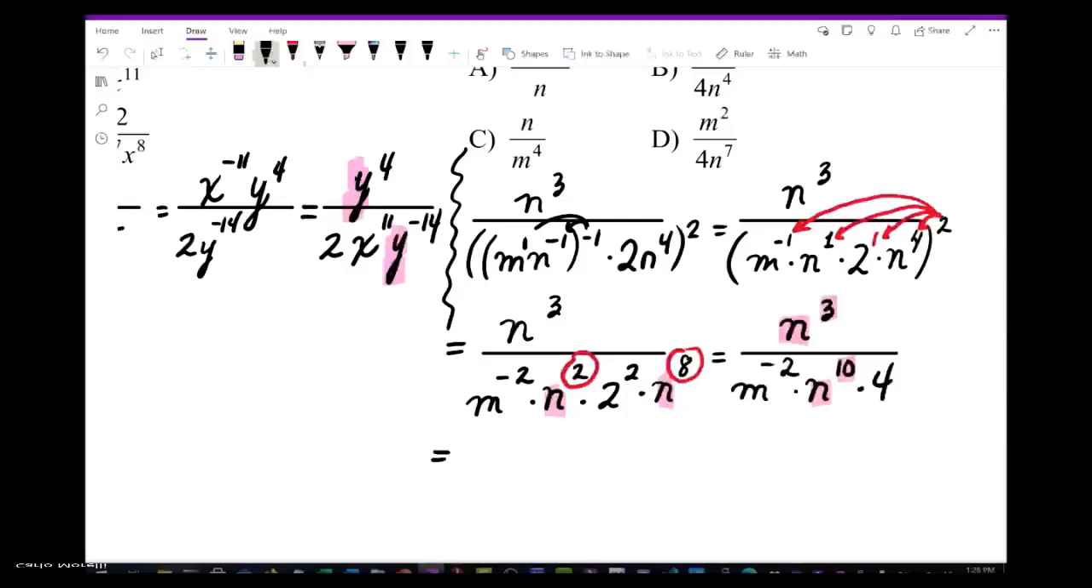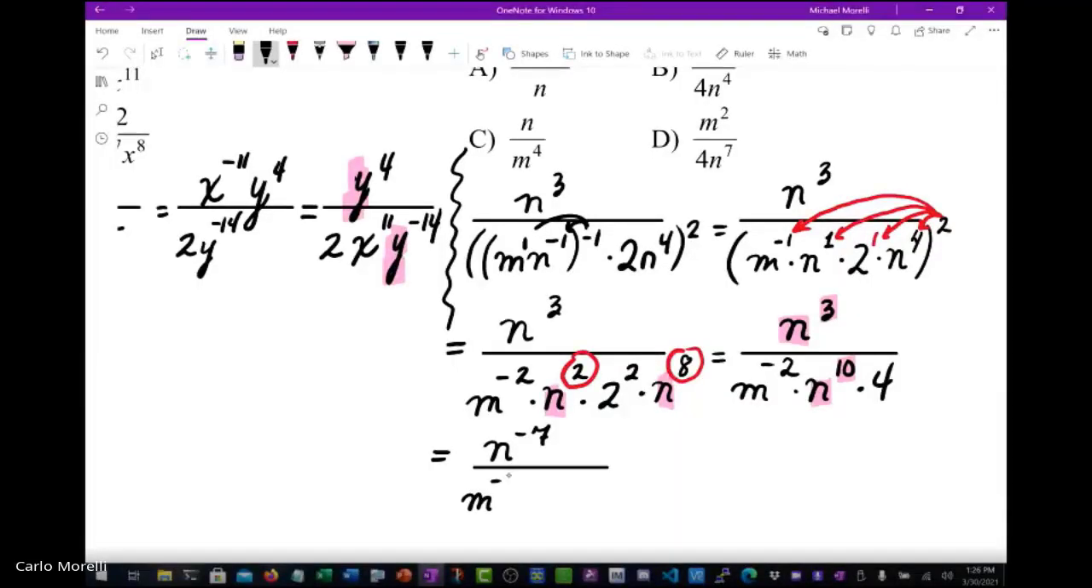Now I've got to do the quotient rule. I've got bases that are the same on the top and the bottom, so I'm going to take n to the third and subtract 10 from the exponent 3. That'll give me -7, okay? So here's what we're going to write. We're going to write n to the -7th up on top, all over m to the -2nd on the bottom. We'd already dealt with the n to the 10th, so it's just times 4.